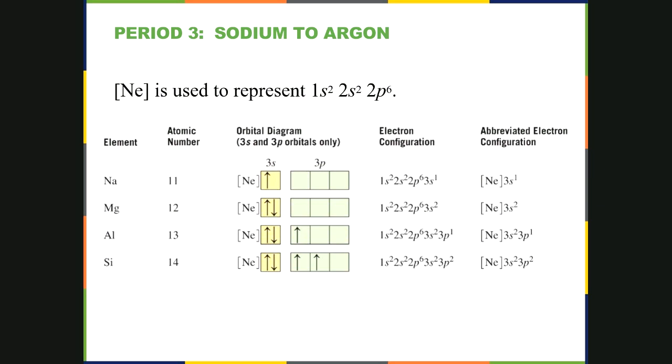This is just some more examples of higher orbitals as we're going on. And again, we're just following the same orbital filling rules from lowest to highest. You can look at these on your own, just looking at the element, the atomic number, and drawing the electrons in their orbitals.